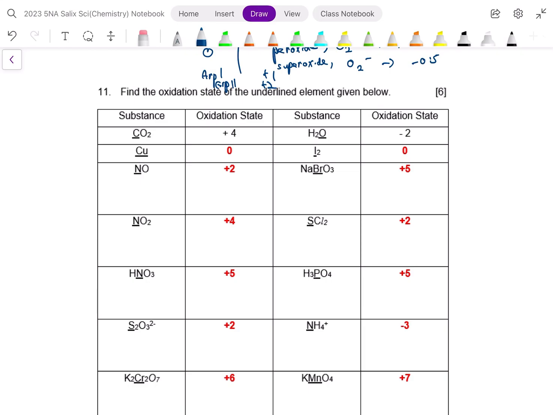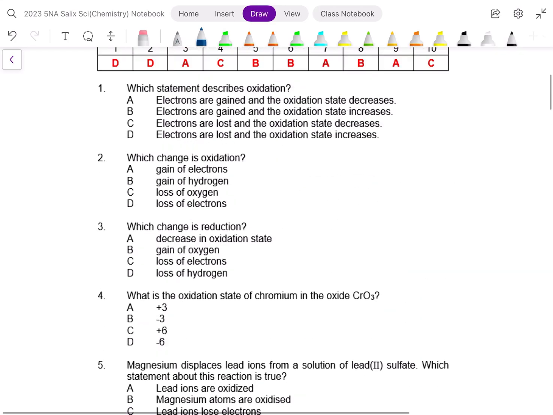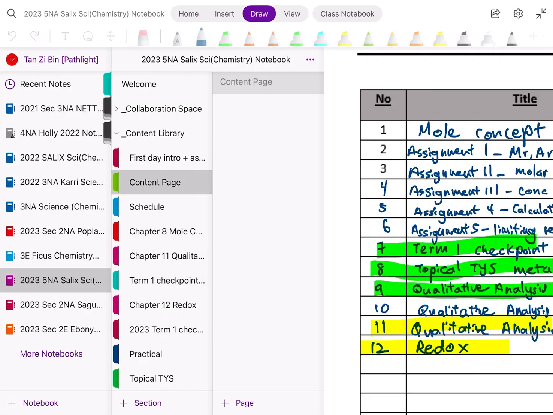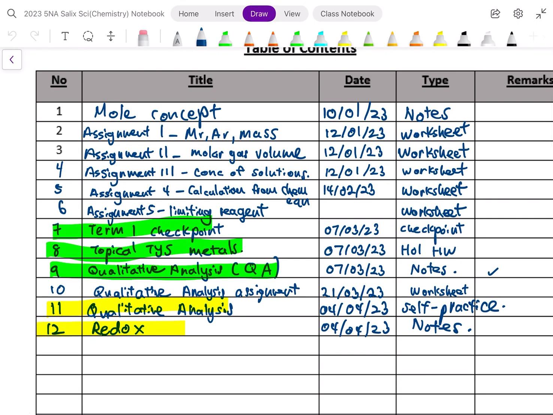Good morning. Okay, so we are going to go through this video for the Redox assignment. This is your worksheet 13. You can update it inside your content page. Okay, worksheet 13, Redox assignment. For the date you can write 11 April 23.